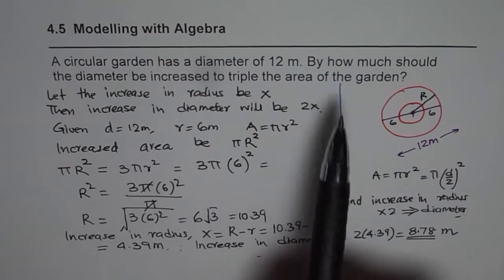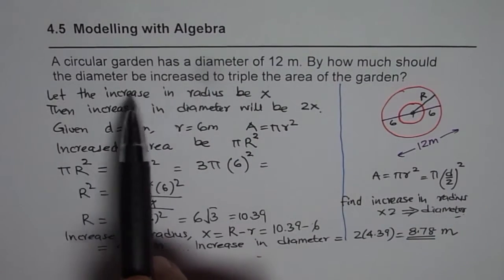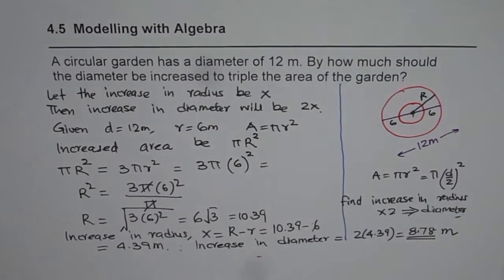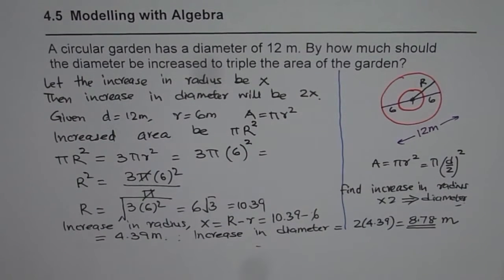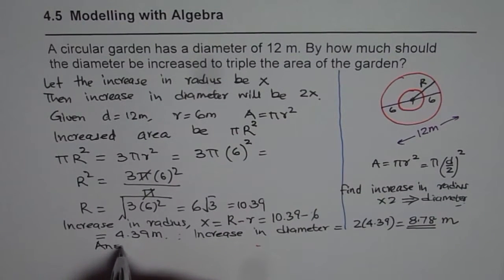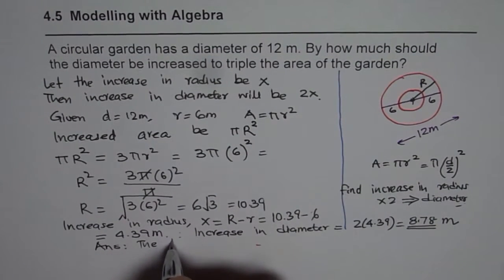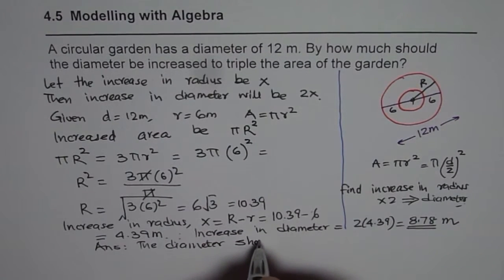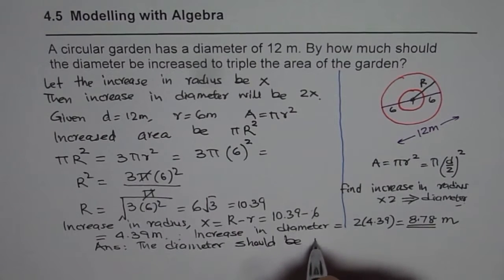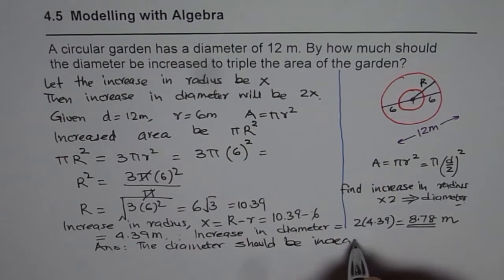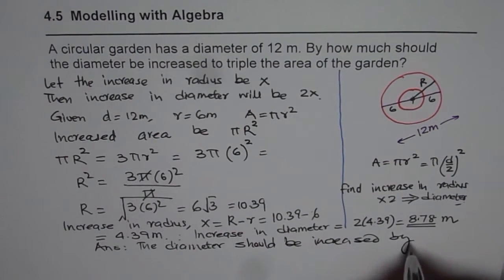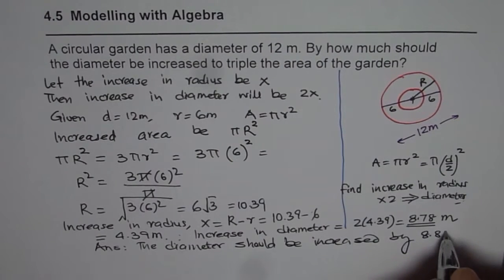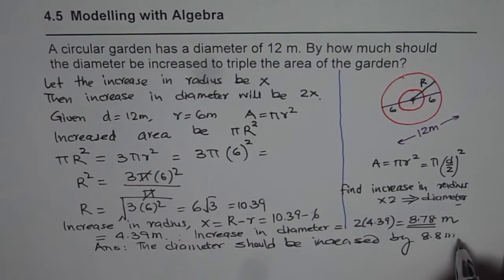So read the question once again. By how much should the diameter be increased to triple the area of the garden, right? And then write down your answer. So our answer here is the diameter should be increased by, let's say, 8.8 meters, right? So that's how we can solve a word problem.